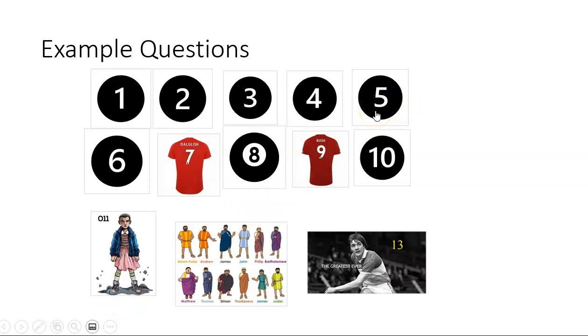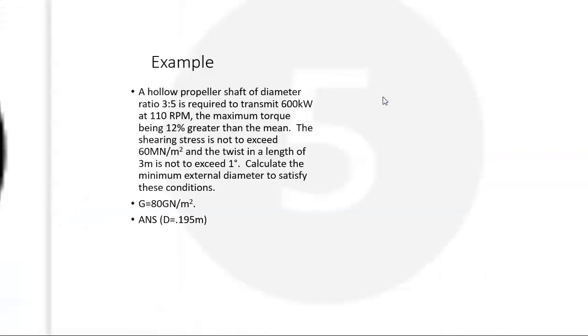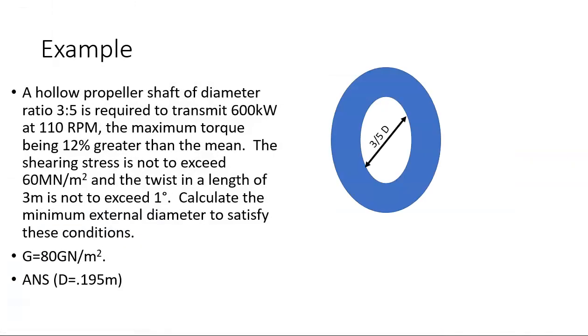So we're going to look at example 5 now, and example 5 is a little bit more complicated than the previous examples. So in this question we're told that we have a hollow propeller shaft of diameter ratio 3:5. In other words, this internal diameter is 3/5 of the outside diameter.